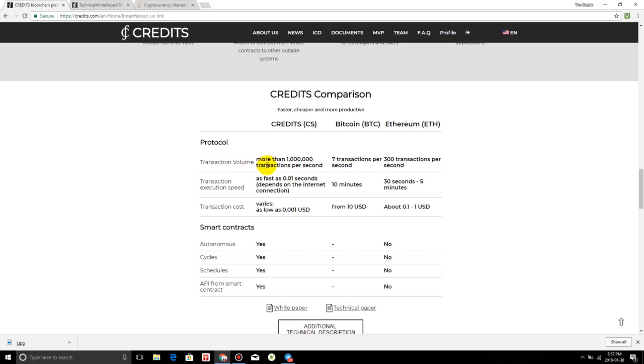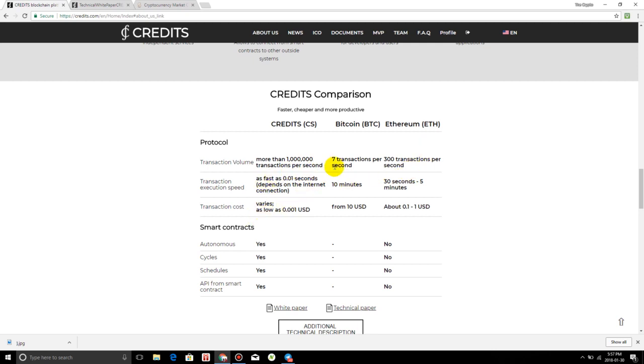A transaction volume of more than 1 million transactions per second, okay? Bitcoin is only 7 transactions per second. Ethereum, only 300 transactions per second. In all honesty, EOS, they also claim to have 1 million transactions per second, and I think those claims are very accurate. So, you know, you got to give kudos to EOS as well. That's probably why they didn't put EOS on the list here.